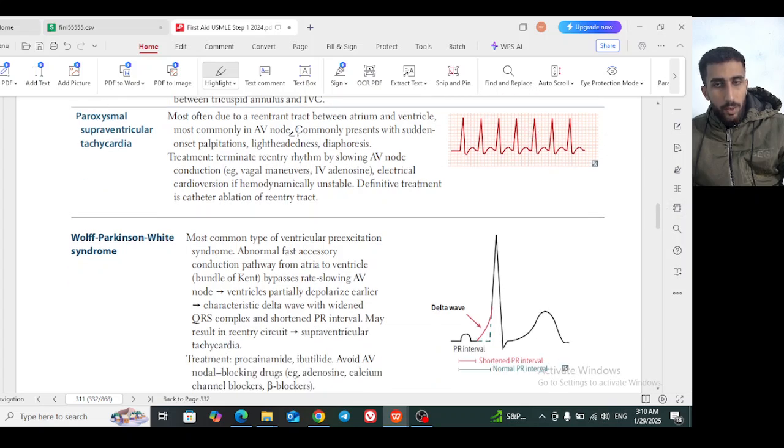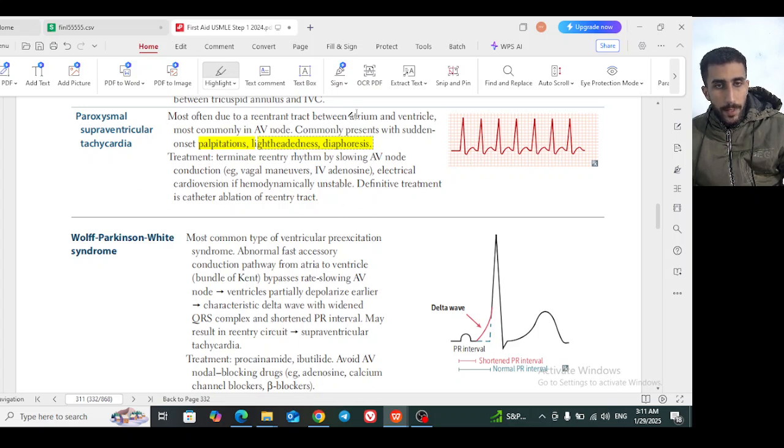For the last narrow complex tachycardia, here is paroxysmal supraventricular tachycardia, PSVT. The patient may complain of palpitation or lightheadedness and diaphoresis. So this is a common complication. The patient may complain of attacks that come and go. Not necessarily will the patient go into the attack and not resolve.